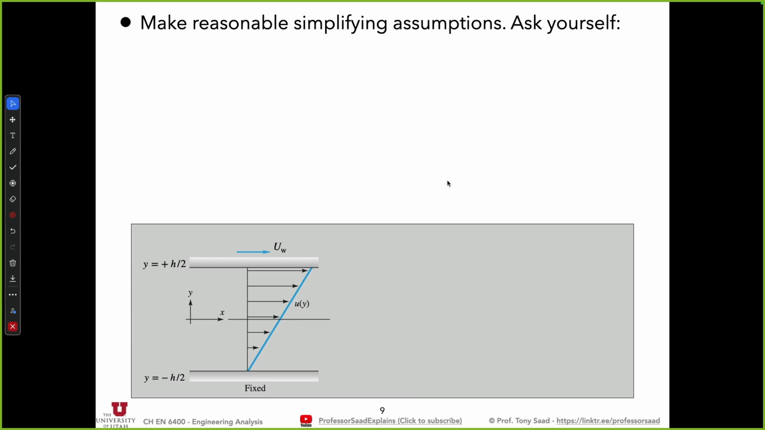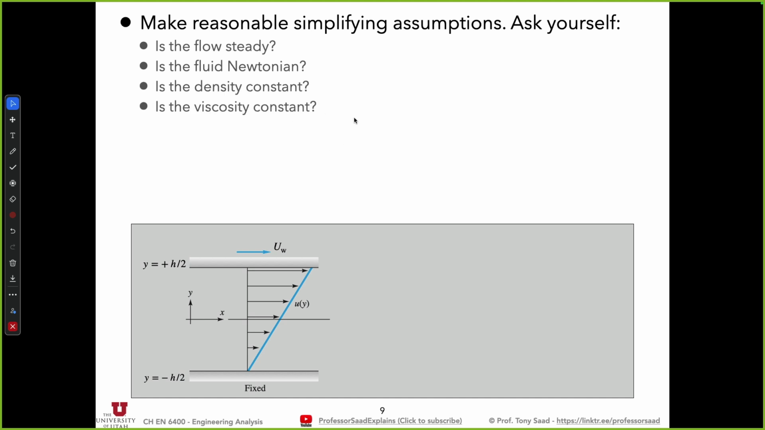Next, we're going to make reasonable simplifying assumptions about the problem. So you're going to ask yourself these questions. Is the flow steady? Yes, because I said consider steady flow between two channels. If not, you have to assume it's steady, otherwise you can't solve it. Unless I tell you to consider unsteady flow, you are going to assume steady, because otherwise it's very hard to solve. Is the fluid Newtonian? Yes, because I said consider Newtonian fluid, viscosity is constant. Is the density constant? Yes. Is the viscosity constant? Yes. I gave you that information. Is the flow laminar? Don't worry about that. We can only solve for laminar flows.